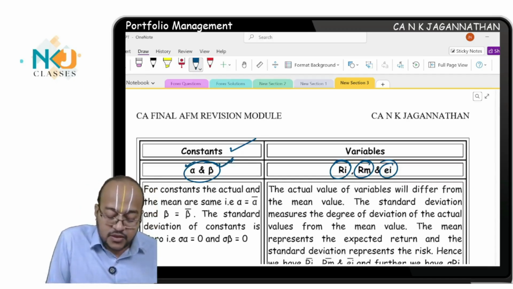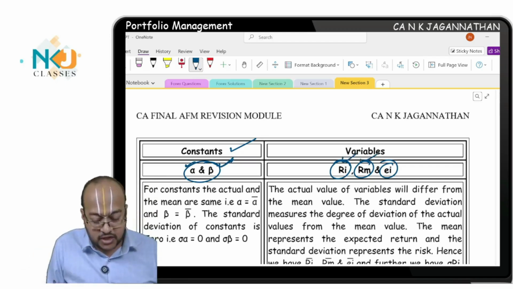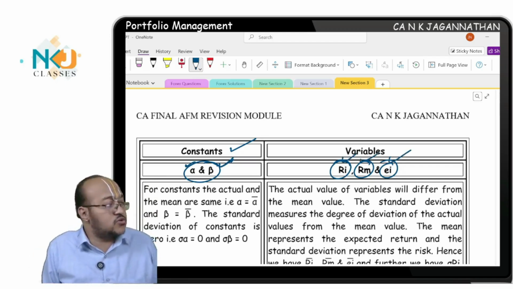Now, there are 3 variables. One, Ri is nothing but return of the individual security. Rm is the return of the market for the respective year. And there is an error term which will also keep on varying. Are you listening to what I am trying to say?